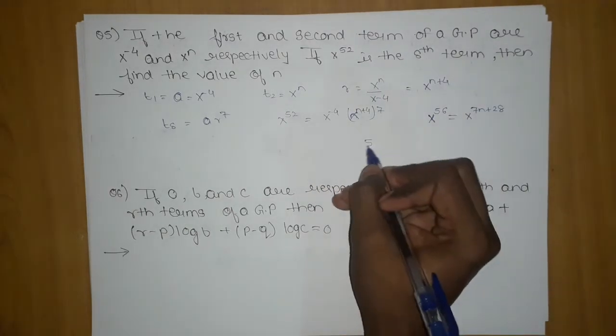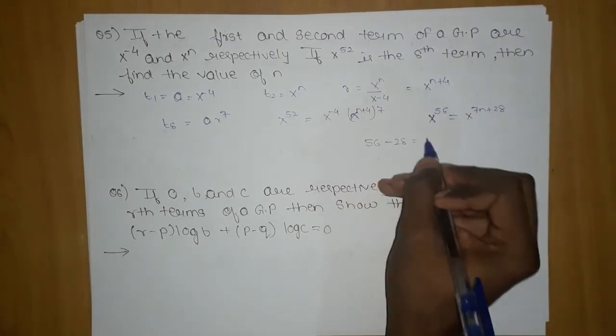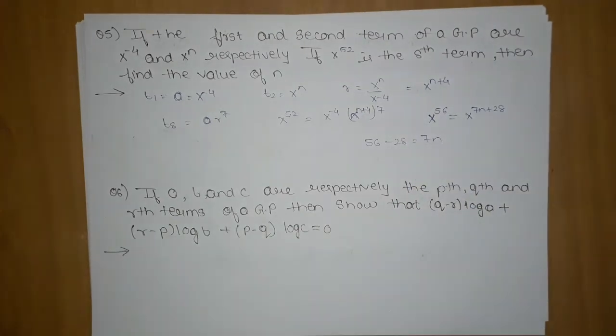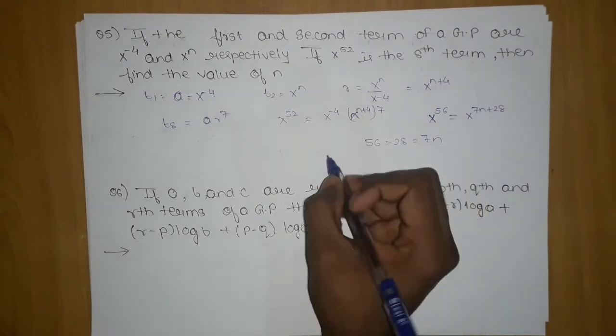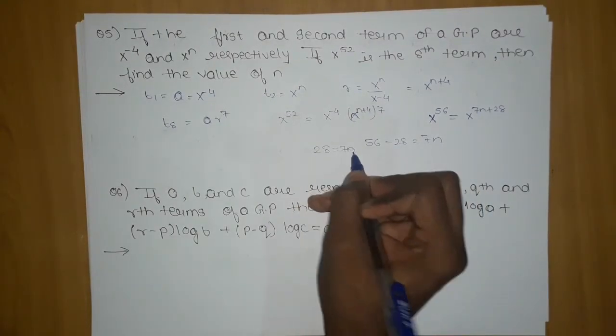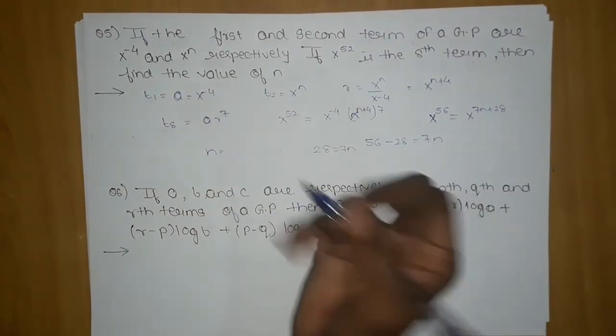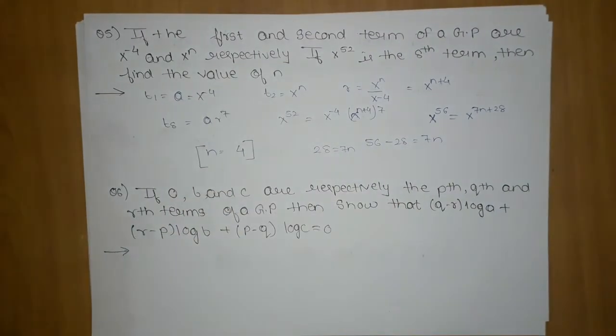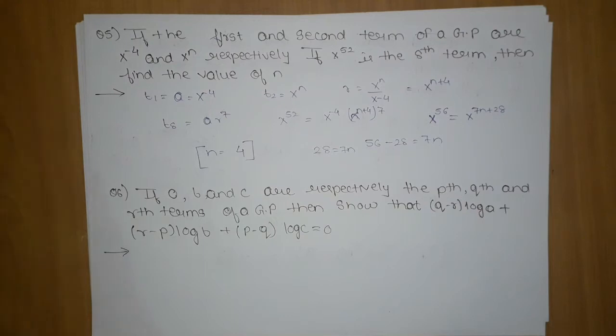If I equate the powers, 56 minus 28 should be 7n. We are getting 28 equals 7n, which gives me n equals 4. So we got n equals 4. That is what we needed to find out in this question. It was just a direct application of the things. It will make you more comfortable in GP.